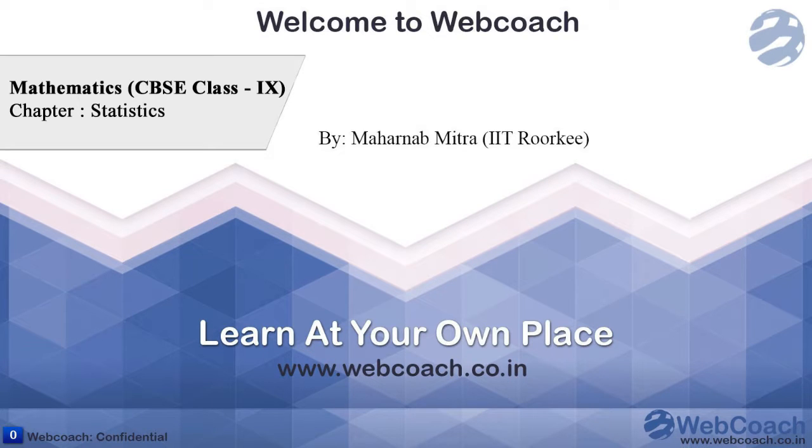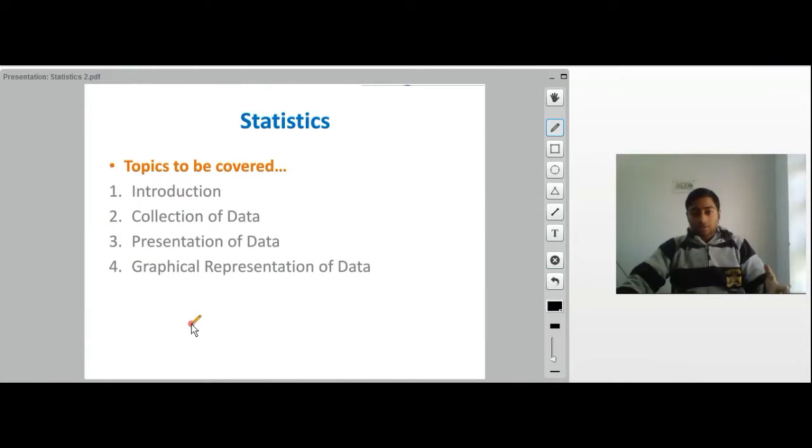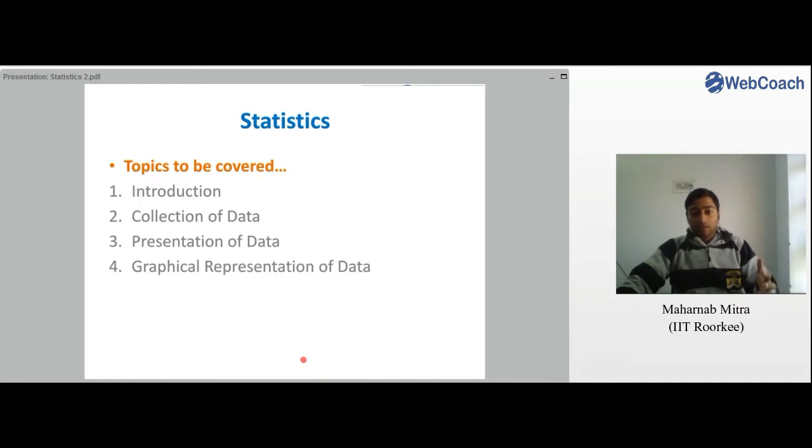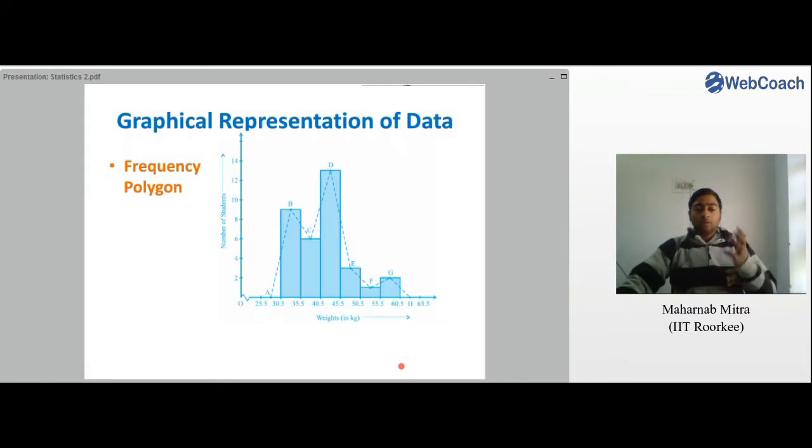So welcome back to mathematics class, and we were talking about statistics. So let us see how far we have covered. In the last class we were talking about the graphical representation of data, and we had stopped at the frequency polygon, right? In this class we will start off from there itself, and then finally we will look at the measures of central tendency. So let us start off from where we had stopped.